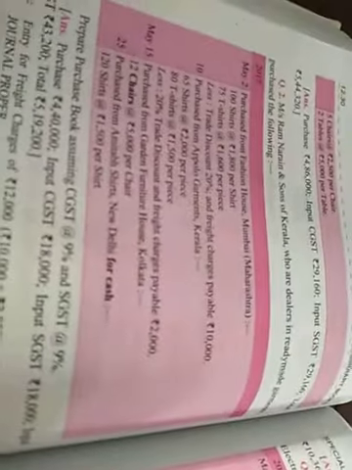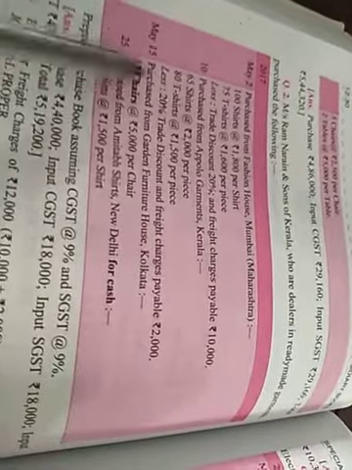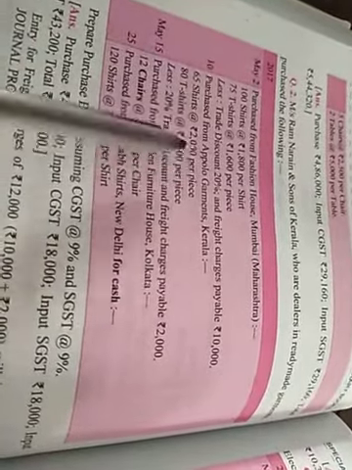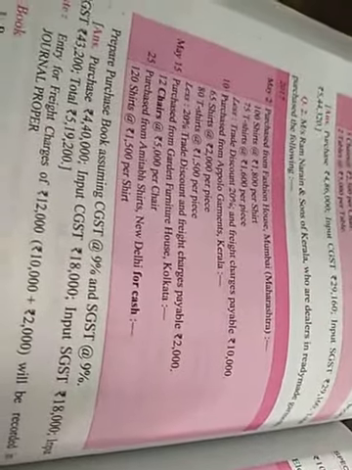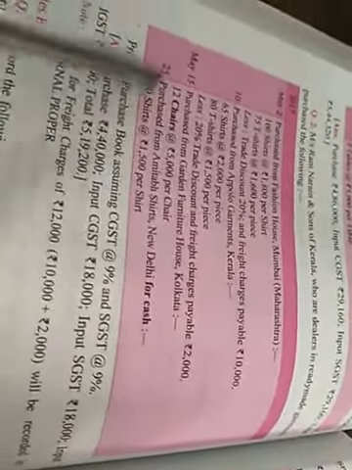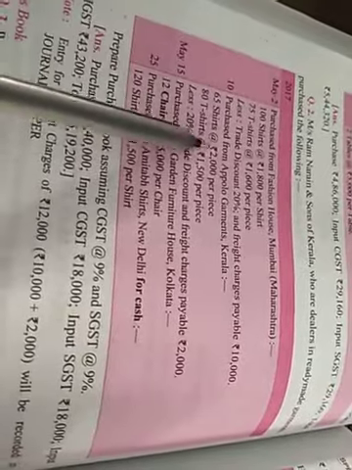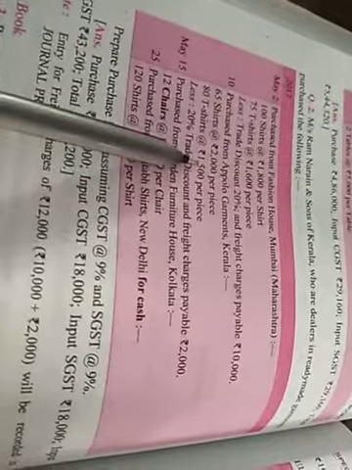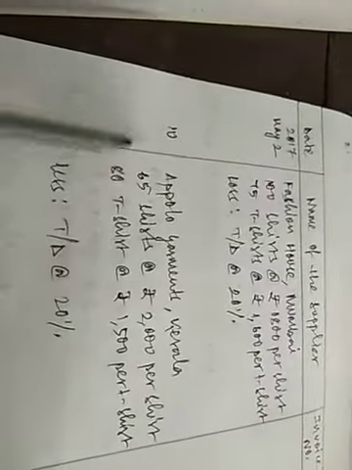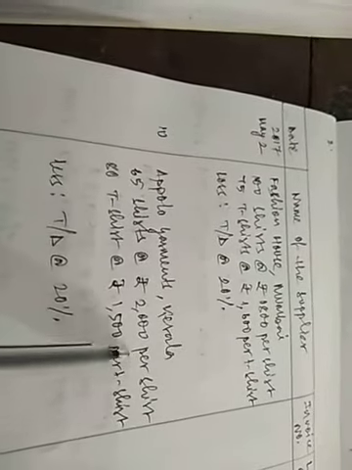Next, on May 10th, we have purchase from Apollo Garments, Kerala. This is purchased from Kerala itself, so it is inside the state. Here you will have CGST and SGST. What have they purchased? 65 shirts at the rate of 2,000 per shirt and 80 t-shirts at the rate of 1,500 per t-shirt.